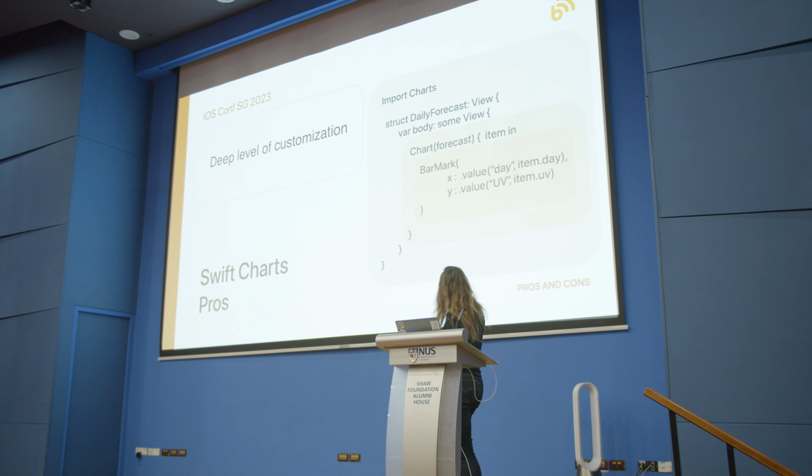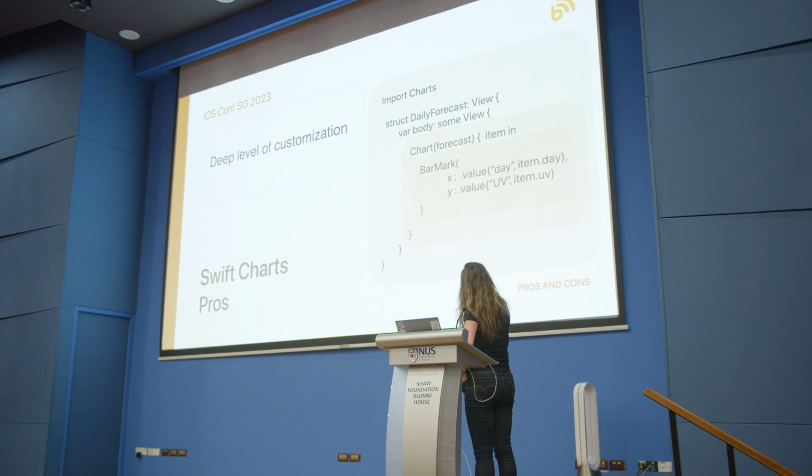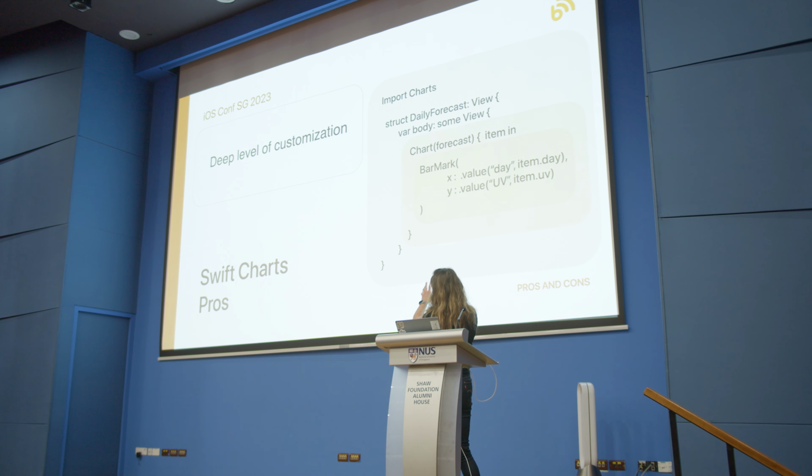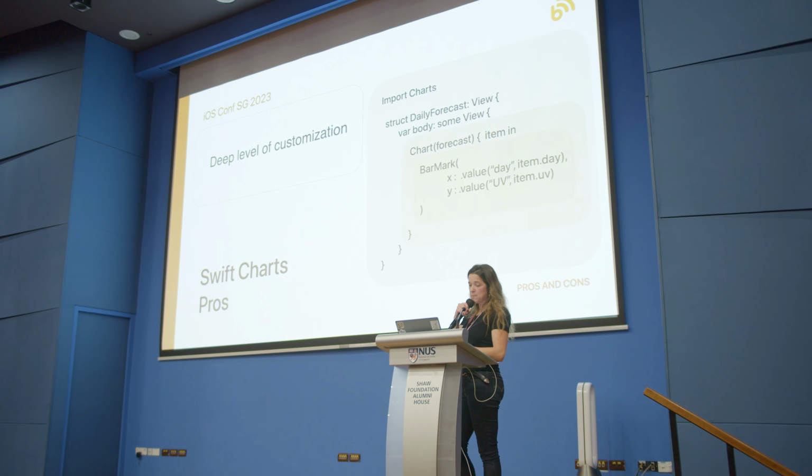And to start with a chart, it's only a few lines of code. Import Charts, a struct in a SwiftUI view, and you only put Chart, the data, and the different kind of chart that you want to display. In this example, it's a bar chart. And you are able to plot, and for that you have X, Y, and that's it. At that point, you are already able to display a chart.